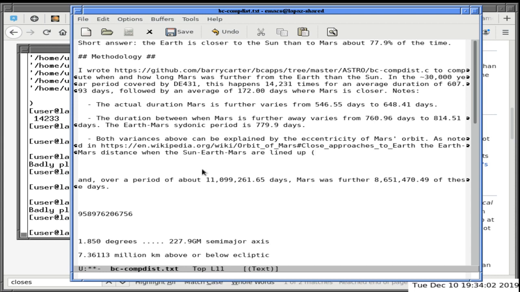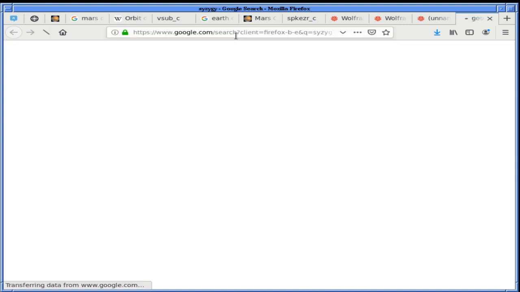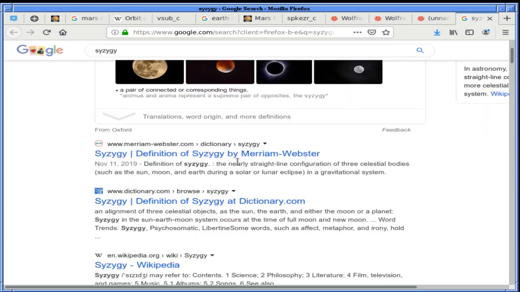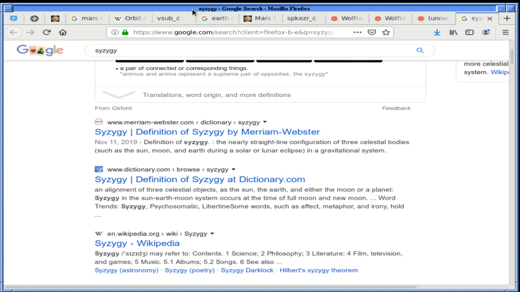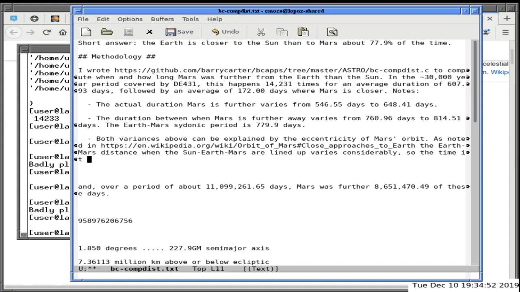Syzygy. That's a word I don't even want to use. Let's just see if the word syzygy has the meaning I think it does. I'm almost sure it does. Yeah, the nearest straight line, couldn't figure out what I wanted to mean. Varies considerably. I'm not even going to use the word syzygy. Both variances above can be explained. As noted in blah blah blah, the Mars distance varies considerably. So the time it takes Mars to get further than the Sun varies.